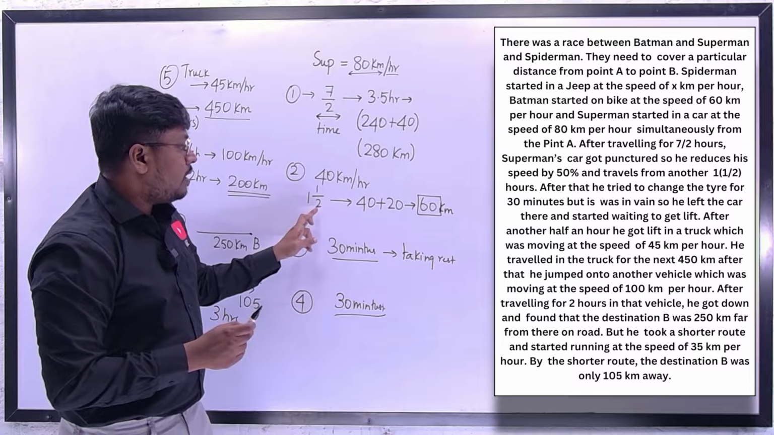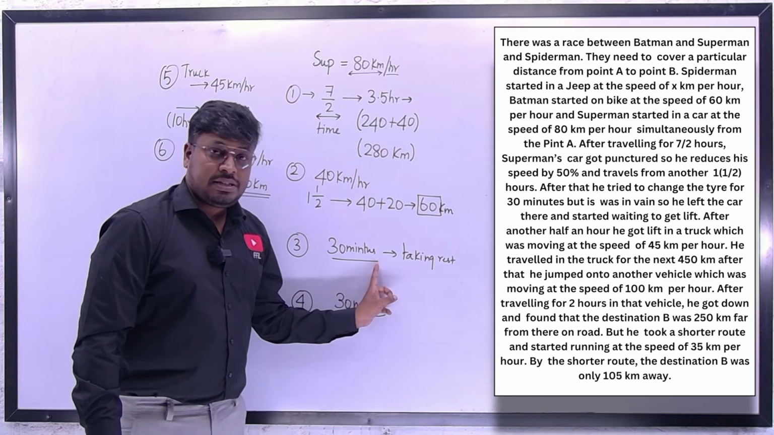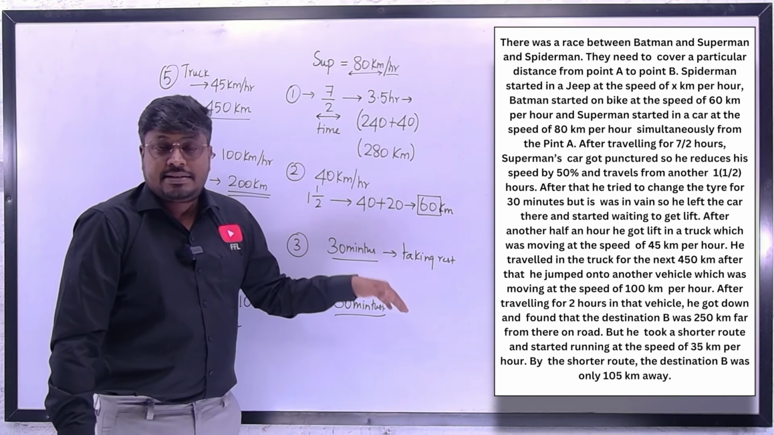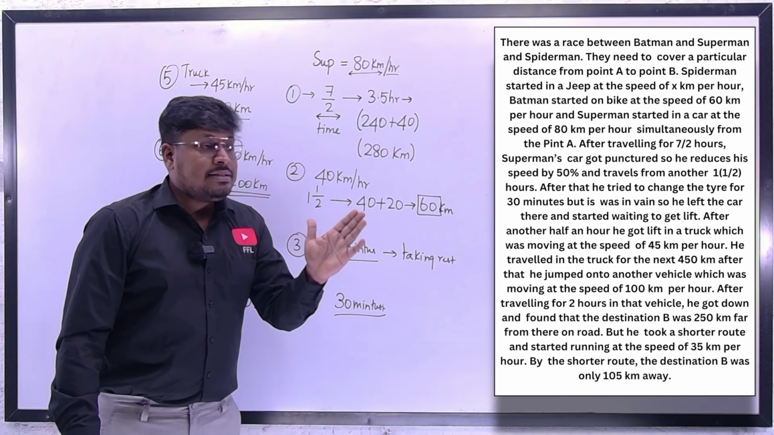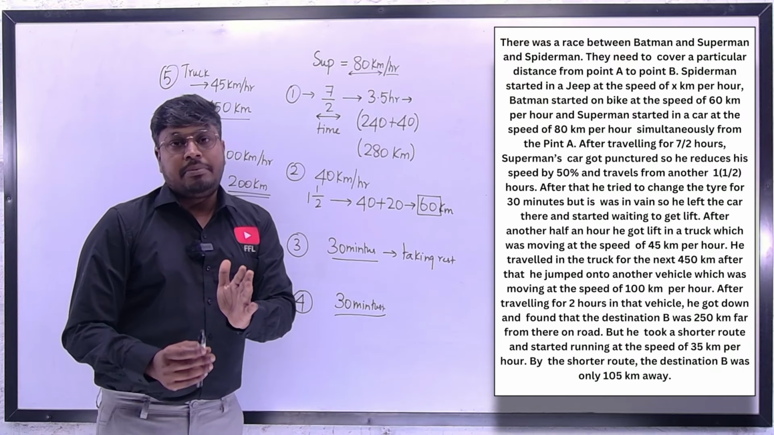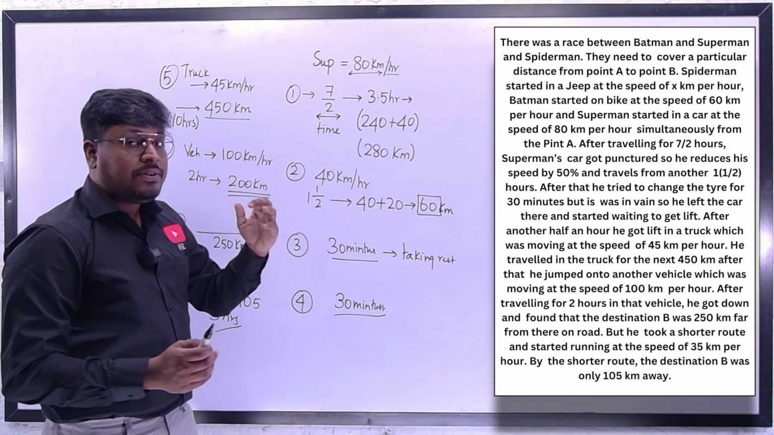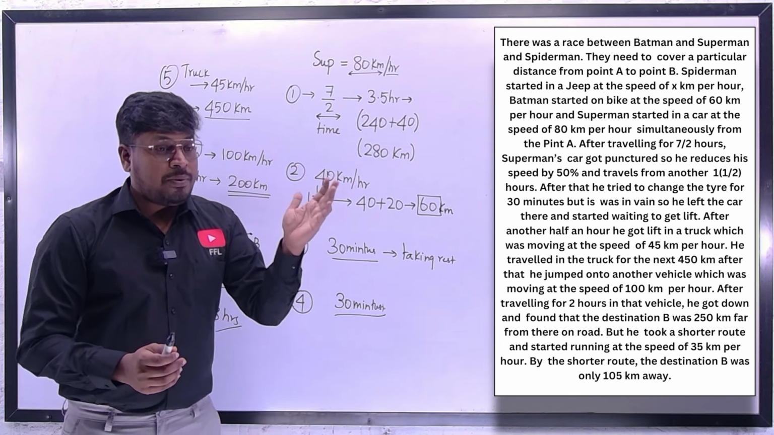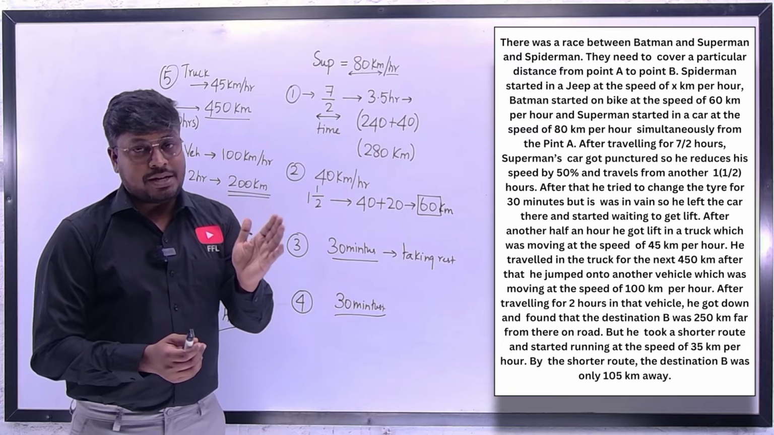So 1 hour 40, half an hour will be 20, so total will be 60. And then he is changing the tire for 30 minutes, and another 30 minutes extra, and then only he got a lift from a truck, and in the truck he is travelling 450 kilometers and the truck speed is 45 kilometers per hour, that means he will be travelling in the truck for 10 hours, right. And then from the truck he is jumping to another vehicle. That vehicle is moving at a speed of 100 kilometers per hour and he is travelling for 2 hours, then it will be 200 kilometers.